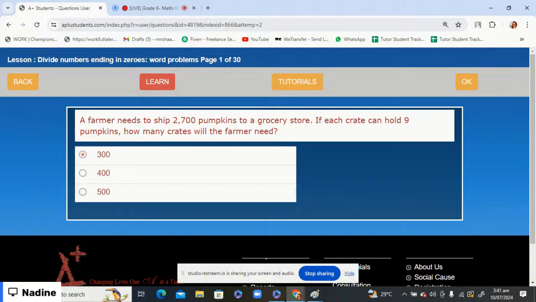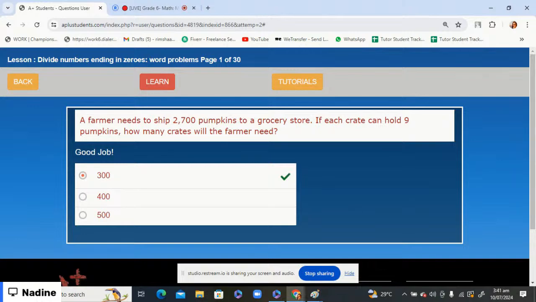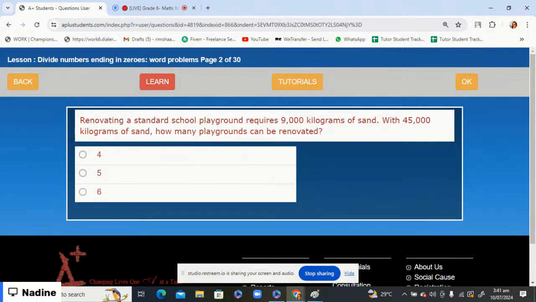Have you guys solved it? Okay, good. Everyone tells me that it is 300. Okay, now I'm going to open the next question, then you solve it and tell me the answer faster.